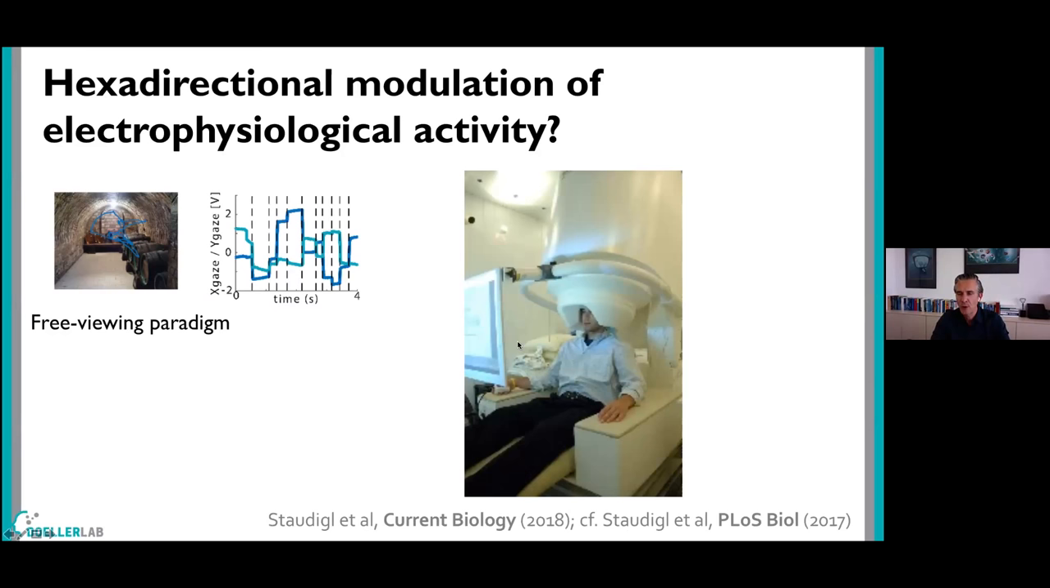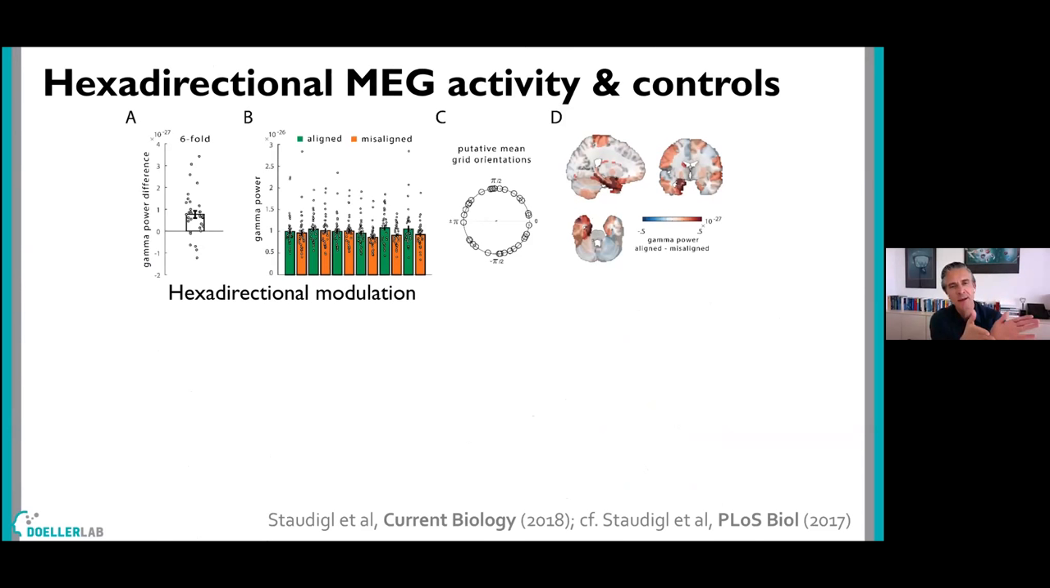That is small fluctuations of magnetic signals recorded from the surface of the head, indicative of neuronal activity. Then we do exactly the same thing as in Matthias' fMRI study. We analyze the MEG activity, not the fMRI activity, largely in the gamma frequency range, as a function of the gaze direction of participants. So how do they move their eyes on the screen? And we also see evidence for this six-peak modulation of MEG activity in the gamma range as a function of the gaze direction.